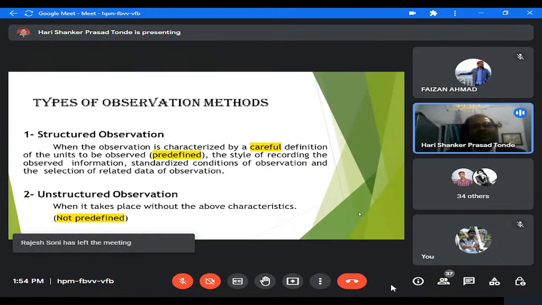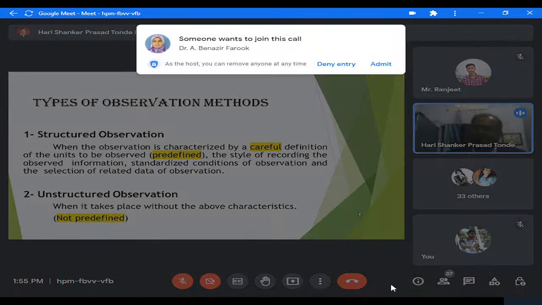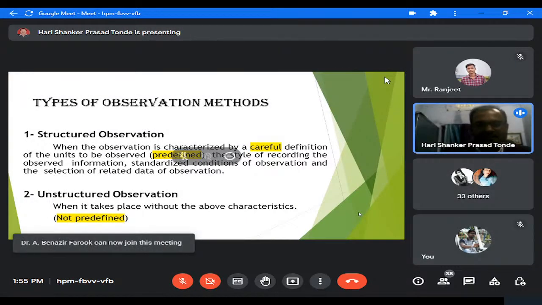So types of observation methods are there. One is the structured observation. Structured observation means when the observation is characterized by a careful definition of the units to be observed, means it is predefined, the style of recording the observed information, standardized conditions of observation, and the selection of related data of observation. Second one is unstructured observation. Unstructured means not defined. When it takes place without the above characteristics, then it is unstructured observation.